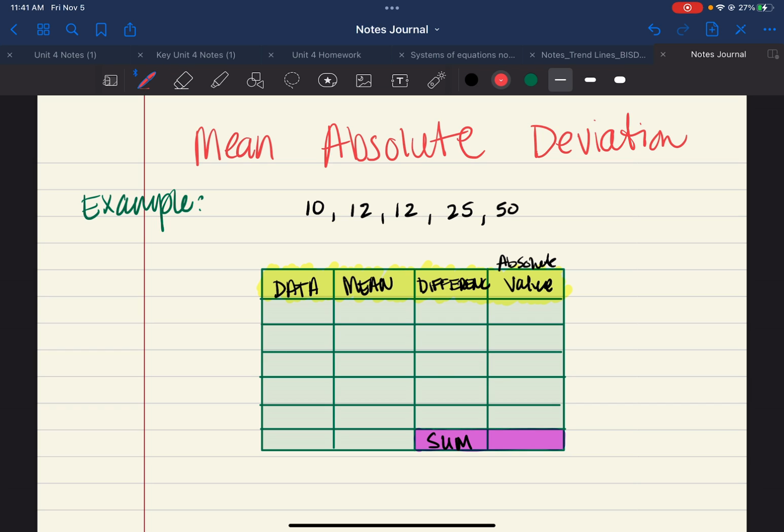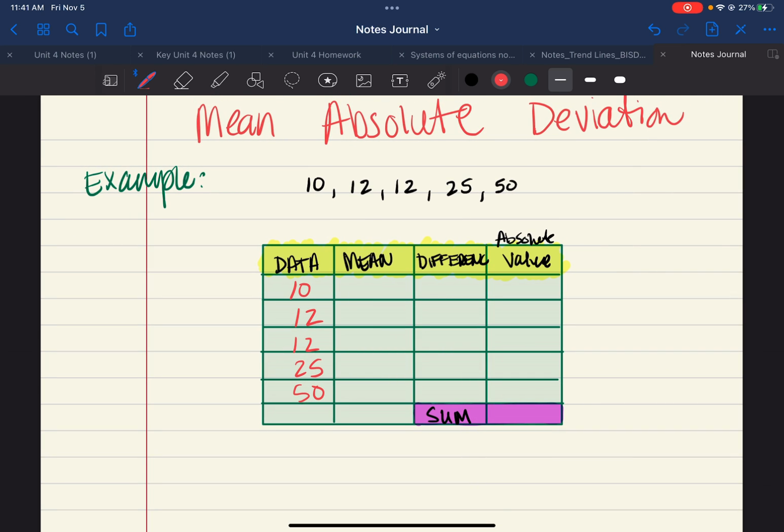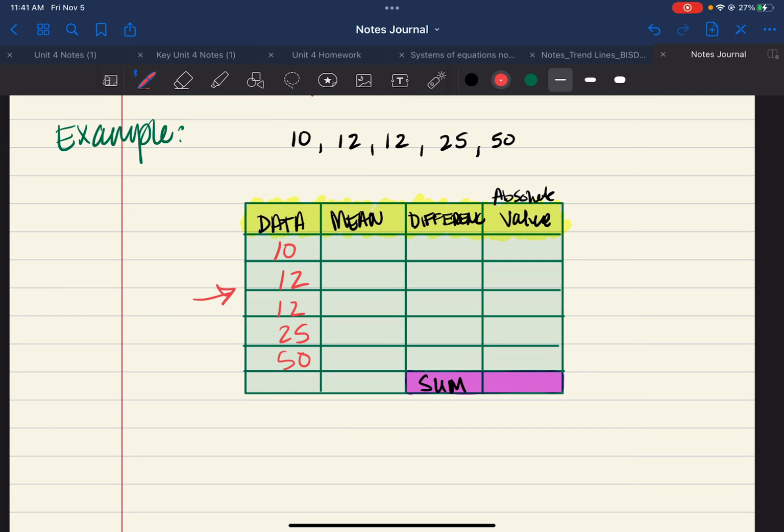My first data is 10. Then we have 12, then 12, then 25, and then 50. All right, so there's my data. Now it wants me to take the mean of this data. To find the mean, you need to add all the numbers up and then divide by how many numbers there are.